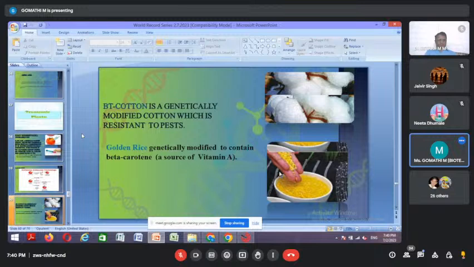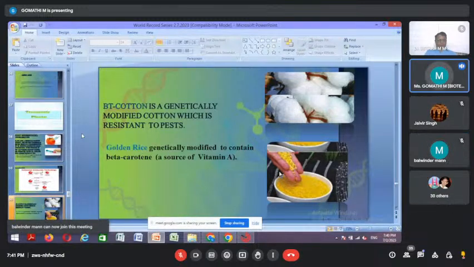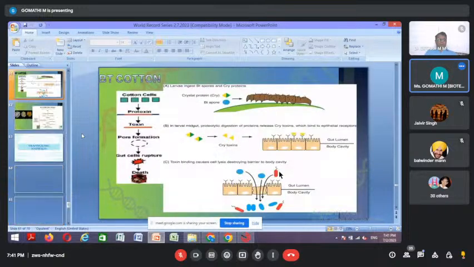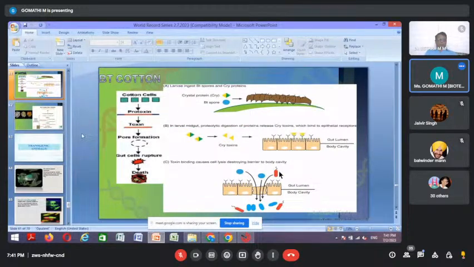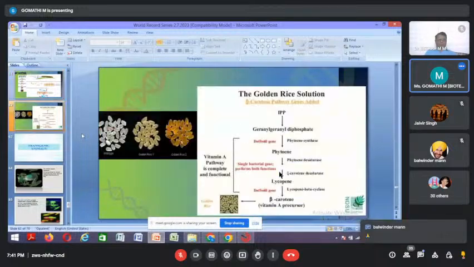And Bt cotton, which is genetically modified cotton, is resistant to pests. And golden rice is genetically modified to contain a large amount of vitamin A, that is beta carotene. And varieties of golden rice have been produced by this recombinant DNA technology.